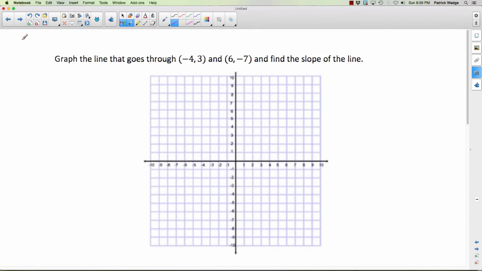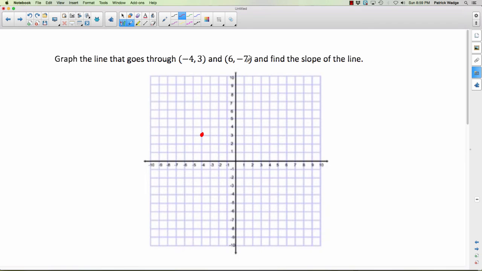All right, so we're going to graph this line and then find the slope of the line. Okay, so let's do that. The first point we have to graph is negative 4, 3. So we start at the origin, negative 4, so that means go to the left, 1, 2, 3, 4. Don't put a point yet because we still have to go up 3. 1, 2, 3. So there's our first point right there.